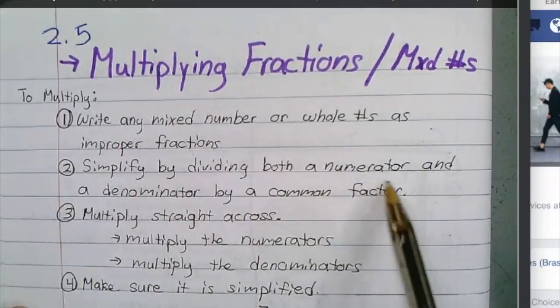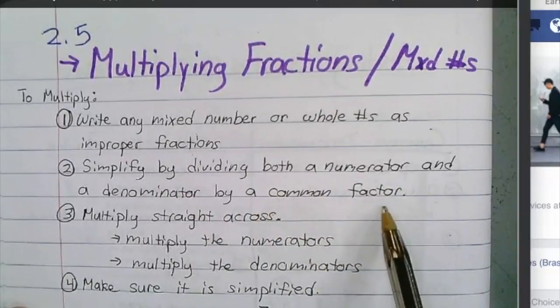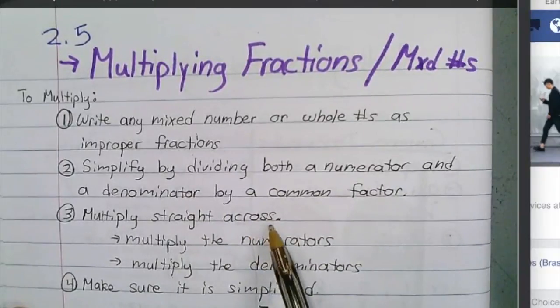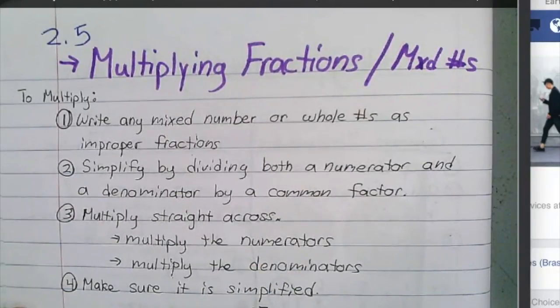Simplify by dividing both the numerator and denominator by a common factor. Multiply straight across, multiply the numerators and then the denominators. Make sure it is simplified.